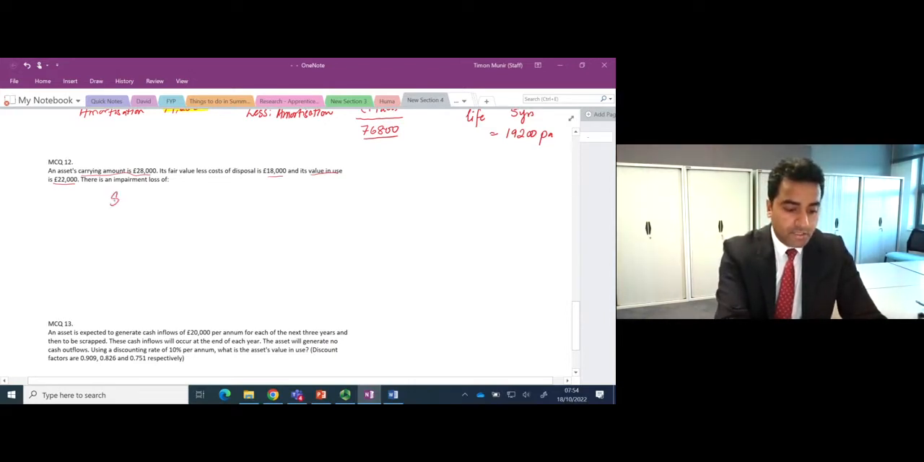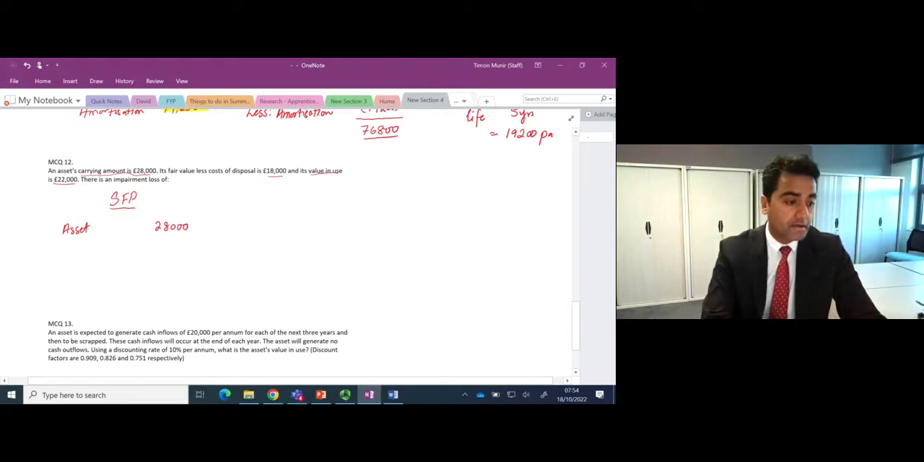So in my statement of financial position, the value of this asset is appearing as 28,000 pounds at the moment. That's the carrying amount which is appearing in my statement of financial position, balance sheet. Now we have to compare the fair value and the value in use and look for which one is higher.